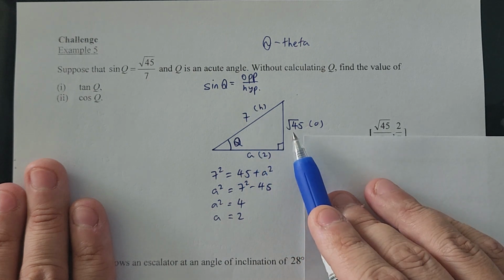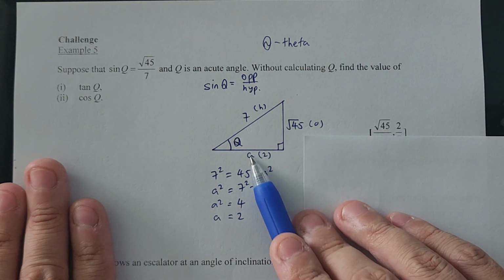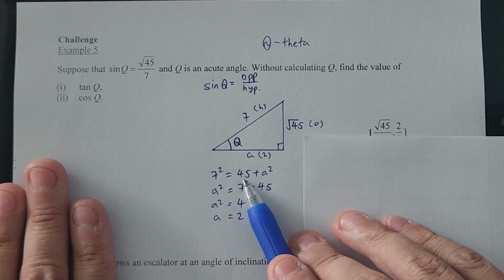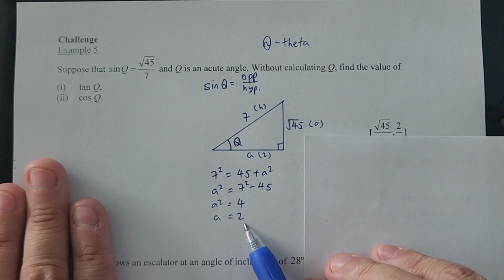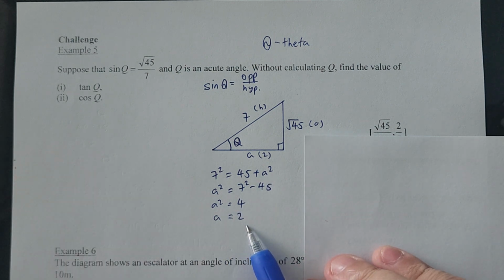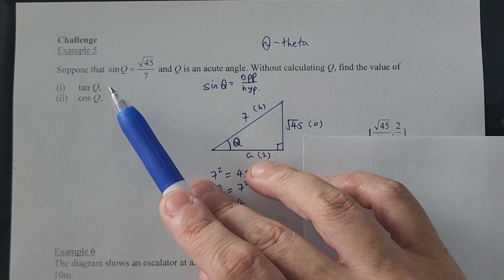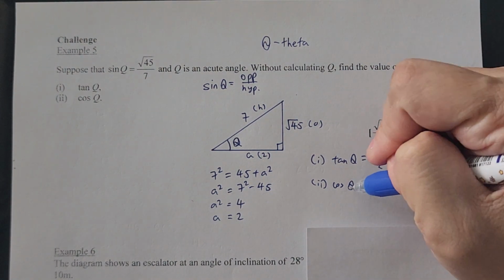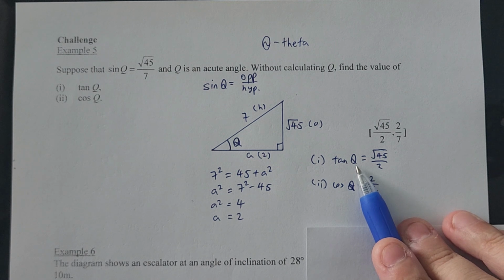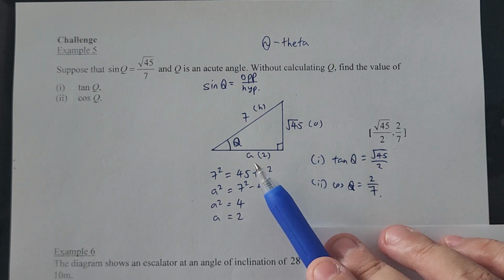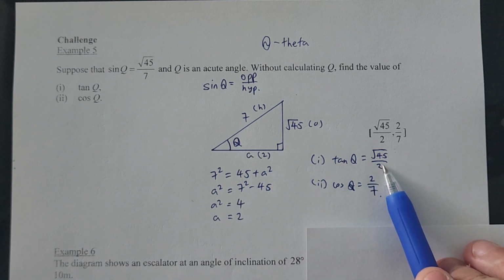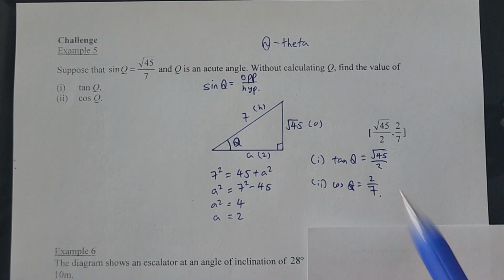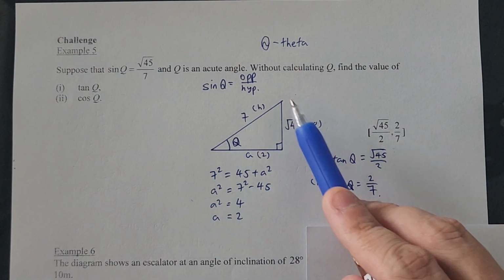Basically, 7 squared equals the opposite squared plus the adjacent squared. Right? So square root 45, I square it, I get 45. From here, I solve for A, I get 2. The negative 2 can be ignored because it is a length. So once I know this, writing the tangent Q and the cosine Q will be very simple. Tangent Q is basically O over A, so opposite over adjacent, so square root 45 over 2. Cosine Q will be adjacent over hypotenuse, so 2 over 7.